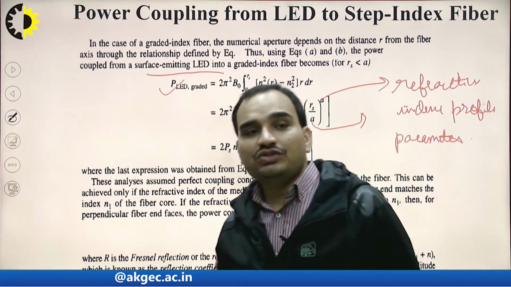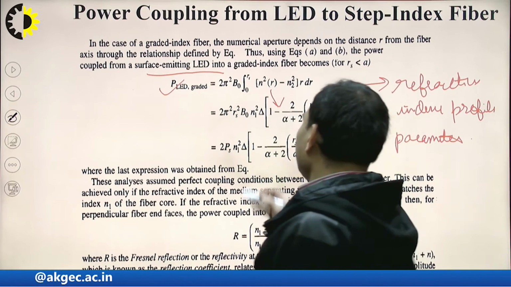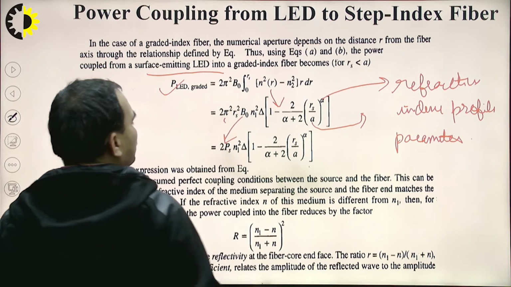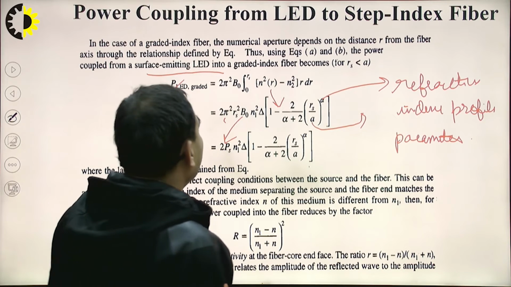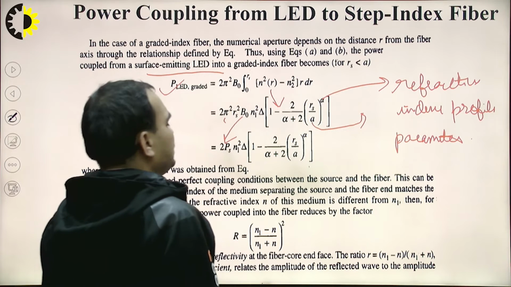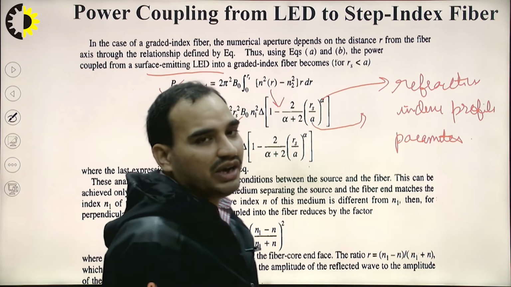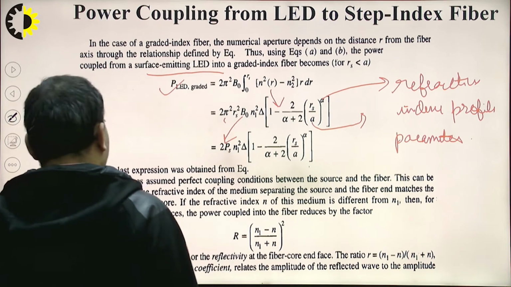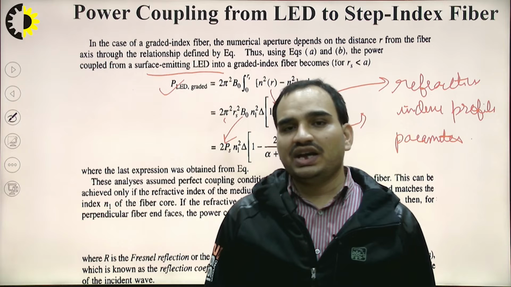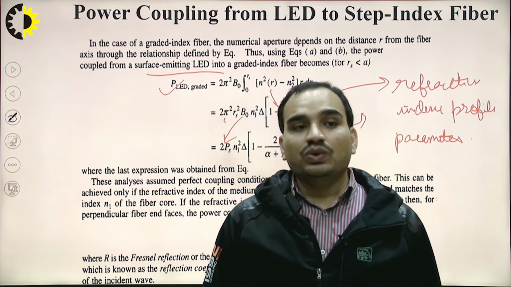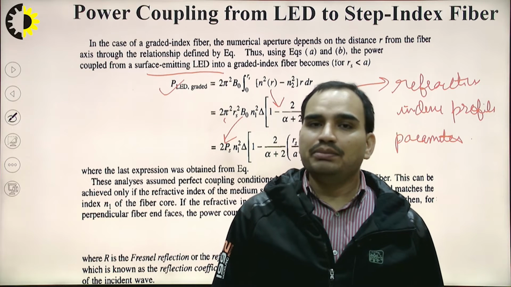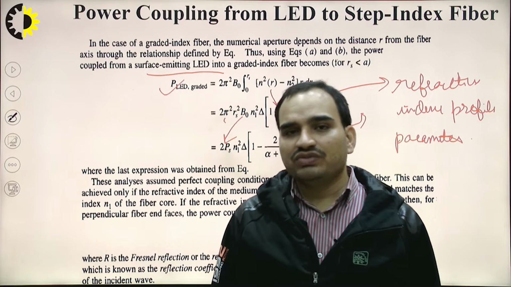So the last expression was obtained from the equation, so for simplifying it, we can write this expression as the power of the source, that is PS, that is pi square RS square B naught n1 square, and the remaining terms are as they are, that is 1 minus 2 by alpha plus 2 Rs by A whole raised to power alpha. So this analysis assumed perfect coupling conditions between the source and the fiber. This can be achieved only if the refractive index of the medium separating the source and the fiber matches the index, that is N1, of the fiber core.